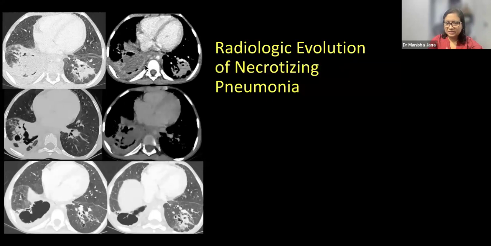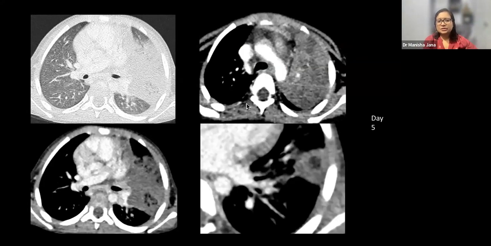This is the typical evolution of a bacterial necrotizing pneumonia. Usually what we see is in cases of staph or pseudomonas or klebsiella or even E. coli sepsis. Whereas if we see this kind of lobar consolidation, see, this is also lobar consolidation. We can see this is in the left upper lobe.